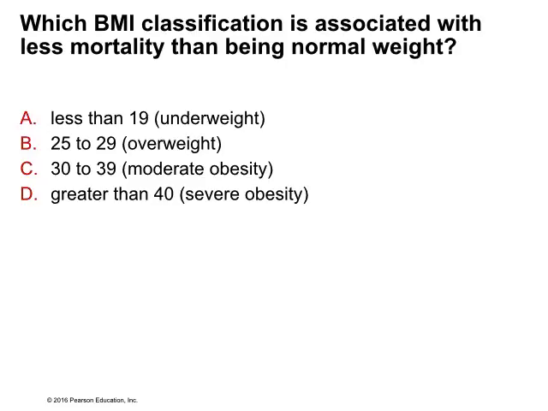But actually, studies have seen a correlation, and remember, correlation does not mean causation, but they've seen a correlation between one of these BMI categories listed here, underweight, overweight, moderate obesity, or severe obesity, and fewer deaths than being average weight. So which one is it?